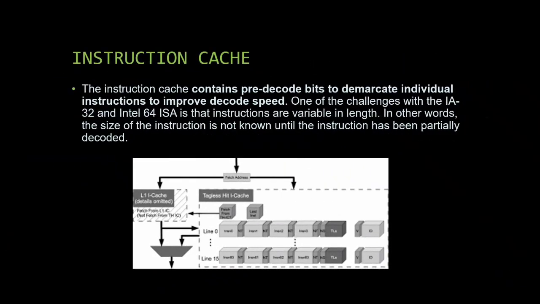Next is instruction cache. The instruction cache contains pre-decode bits to demarcate individual instructions to improve decode speed. One of the challenges with the IA32 and Intel 64 ISA is that instructions are variable in length. In other words, the size of the instruction is not known until the instruction has been partially decoded.